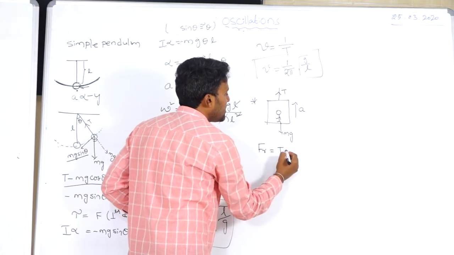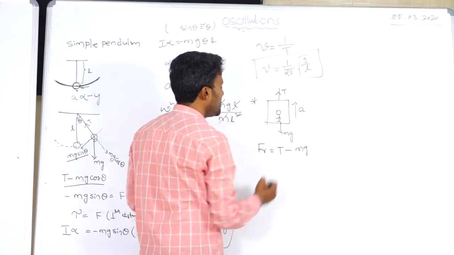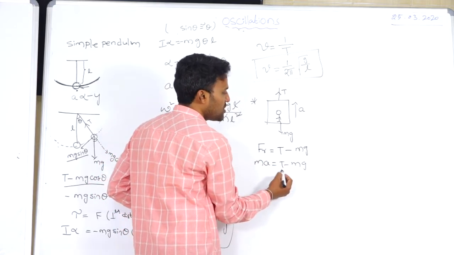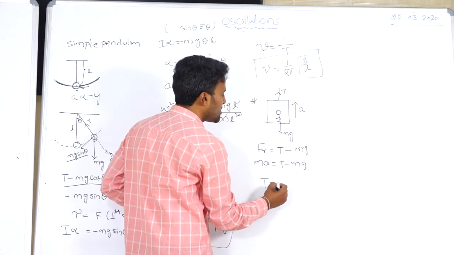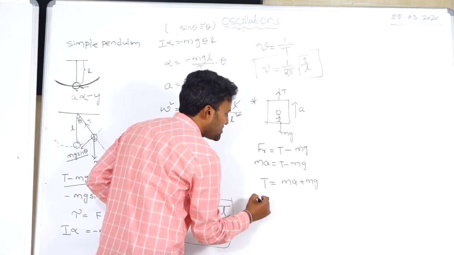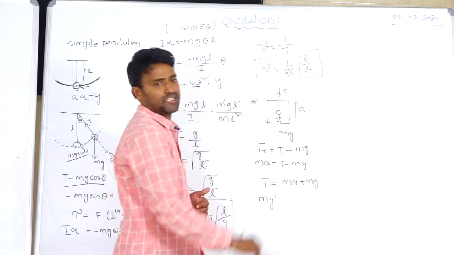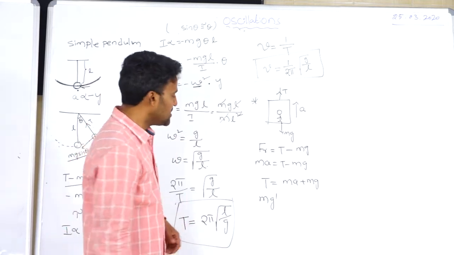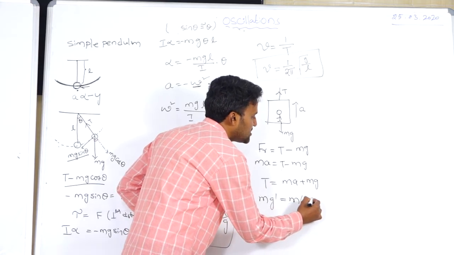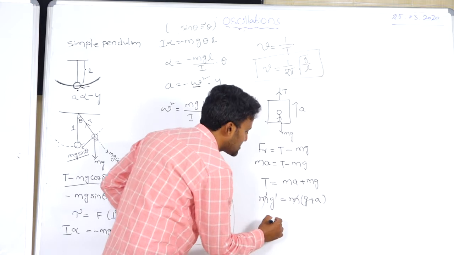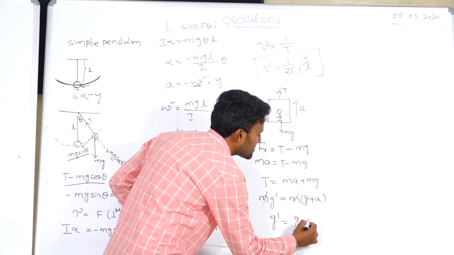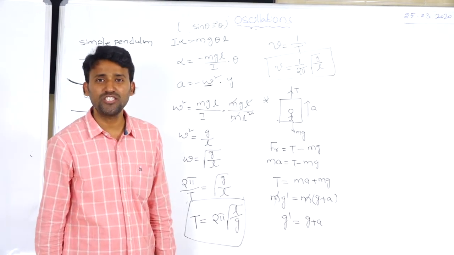Upward force is T and downward force is mg. The resultant force is ma. T minus mg, tension force minus weight of the object, equals ma. T is equal to ma plus mg. Here T is what we represent as apparent weight, so mg dash is equal to m times g plus a. Both sides m gets cancelled. g dash is equal to g plus a.